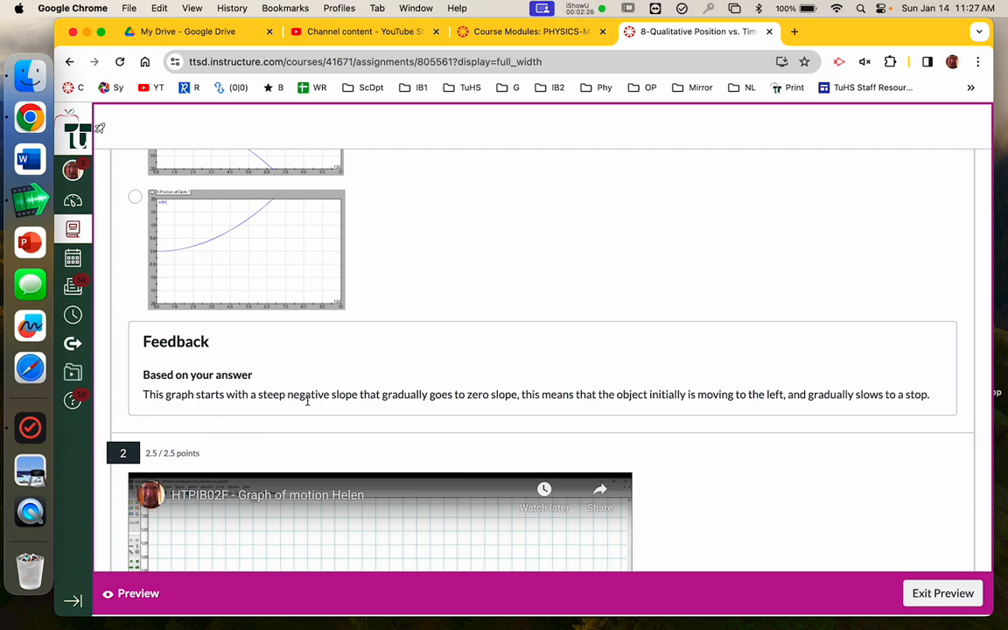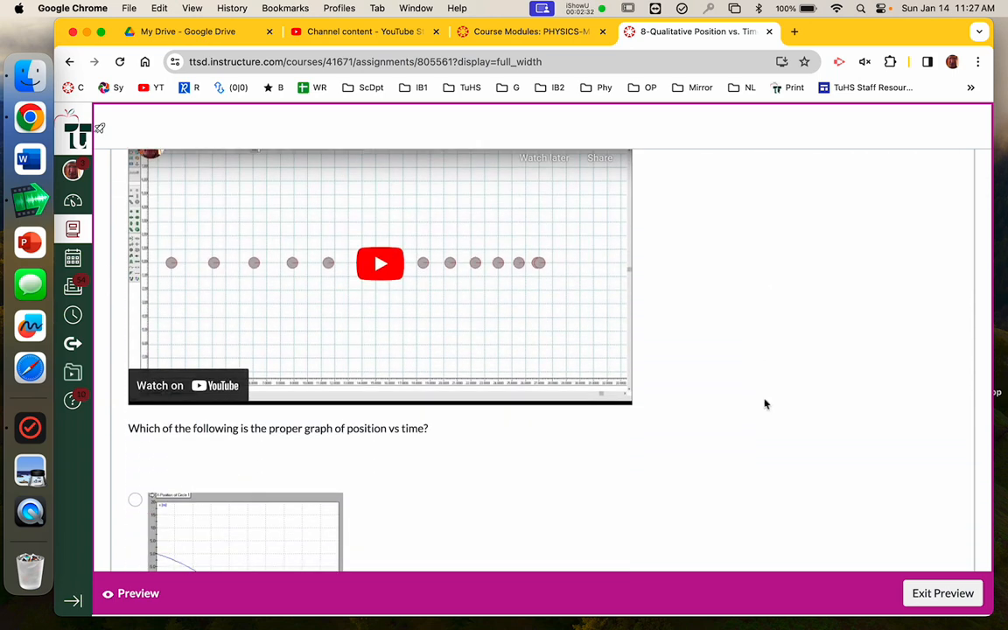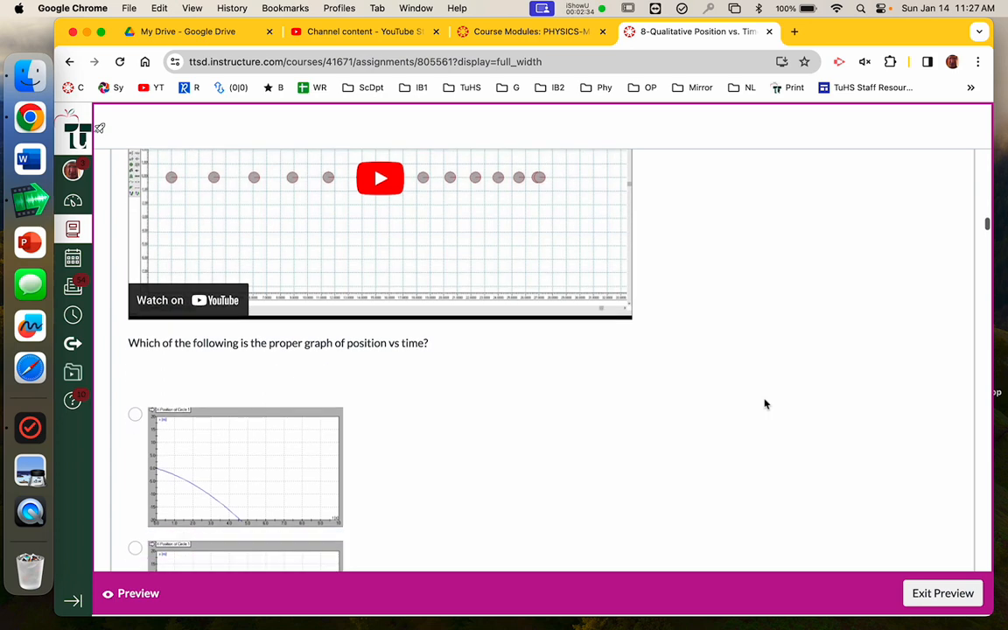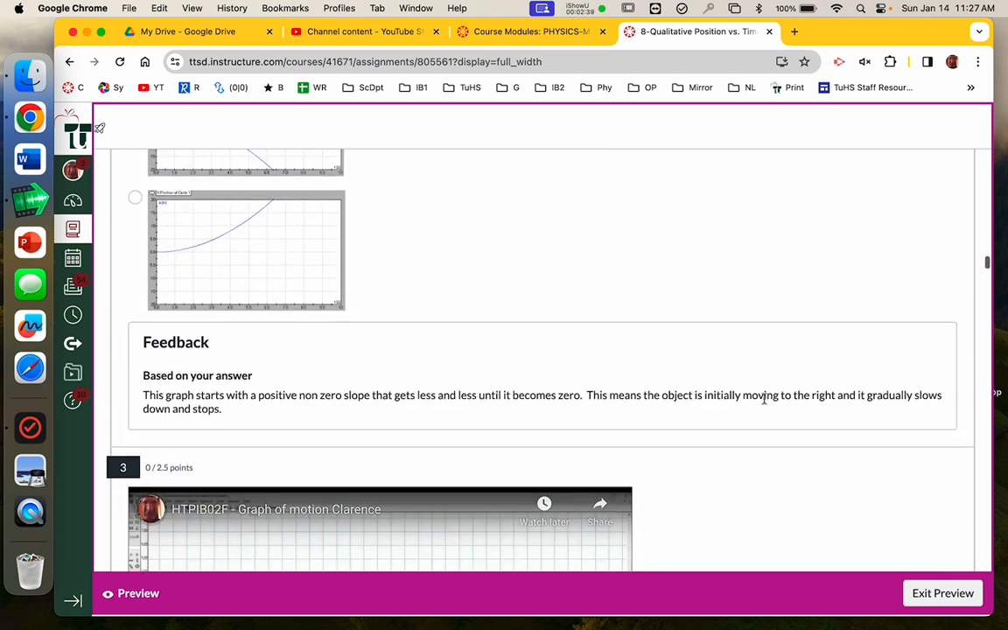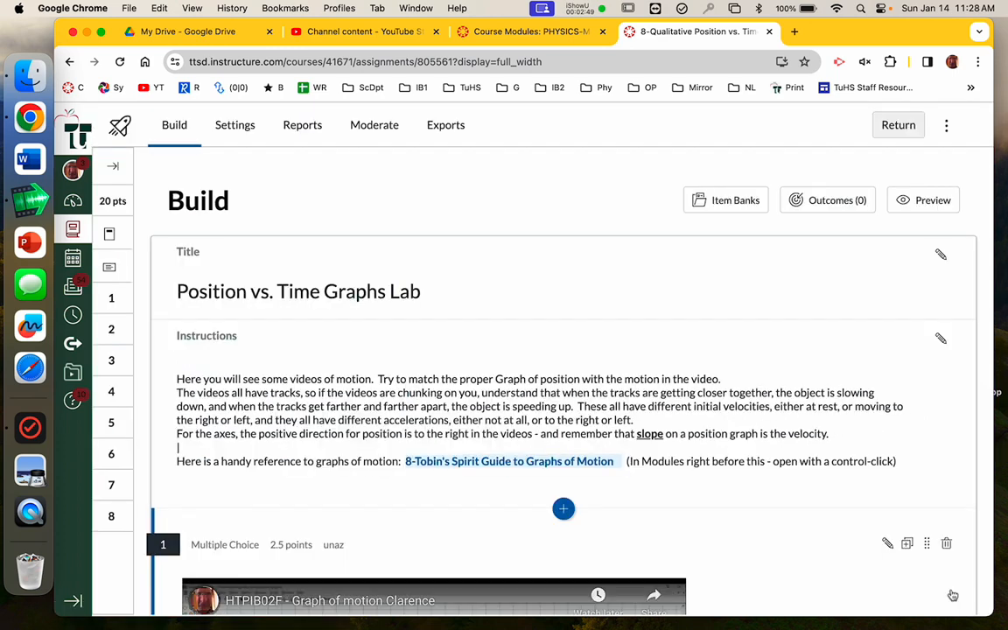This graph starts with a steep negative slope. This means the object is moving to the left, gradually slows to a stop. So every time they choose something, it also tells them what the graph they chose was, right? So it's feedback. This graph starts with a positive non-zero slope. It gets less and less until it becomes 0. This means the object is initially moving to the right and gradually slows down and stops, right? Anyway, that's the position one.